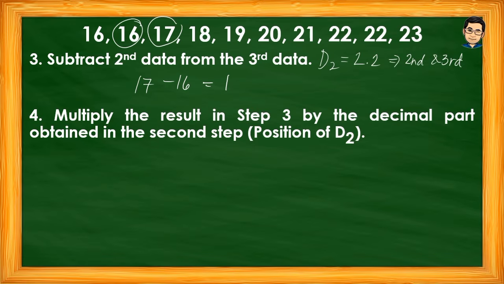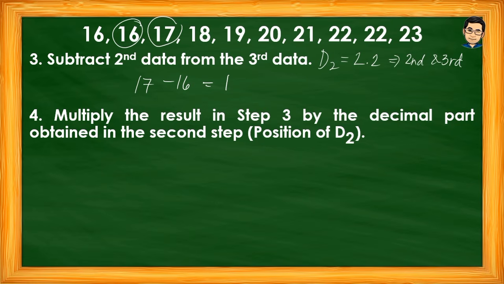Next, multiply the result in step 3 by the decimal part obtained in the second step. Okay, so by the way, dito po sa paggamit ng linear interpolation, make sure dun pa lang po sa first step ay tama na po yung score o yung sagot na na-obtain. It's because kapag mali po yung first step natin, mali na po agad yung mga kasunod na steps. Okay, next. Multiply the result in step 3 by the decimal part obtained in the second step. Okay, yung position ng D sub 2.